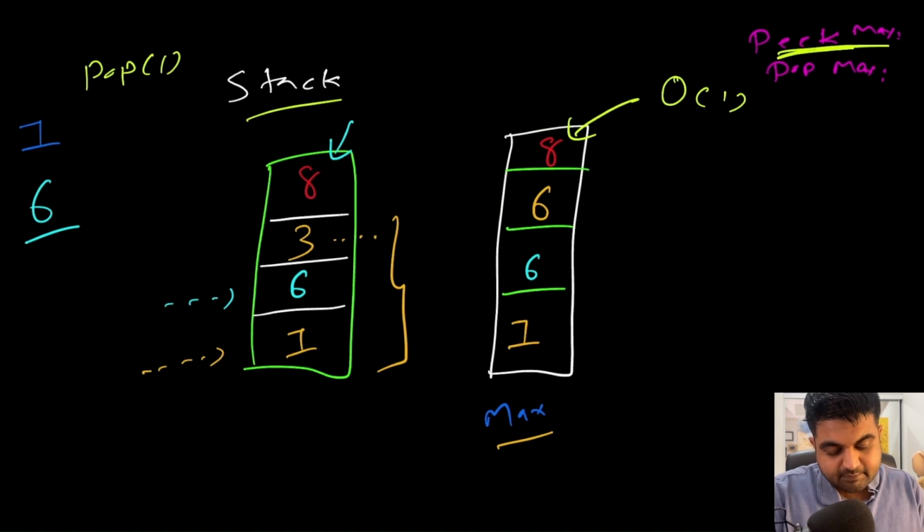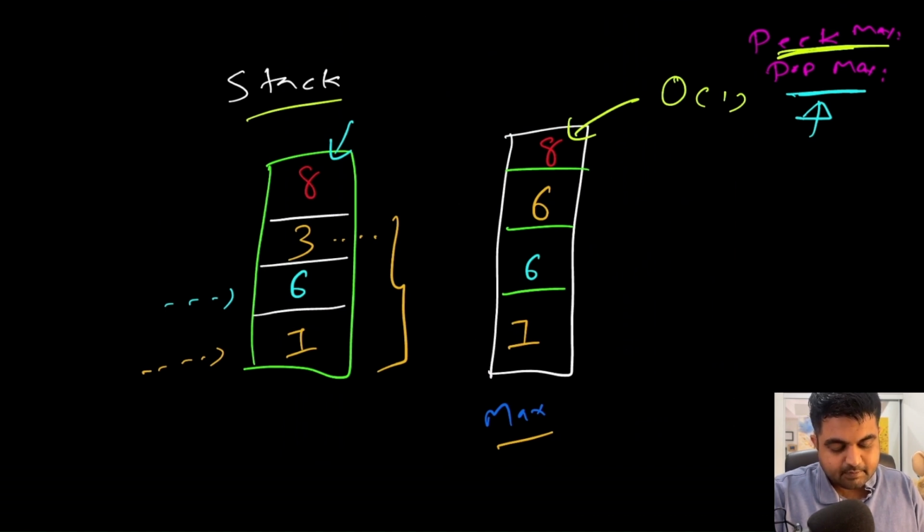But now the important thing is how we are going to manage the pop max operation. For that, we will also have to do the pop. So let's first try to do a couple of pop operations. If I pop element number 8 out of the given stack, which means the stack does not contain the value 8 anymore, I will also have to update the maximum element up until this point as well.